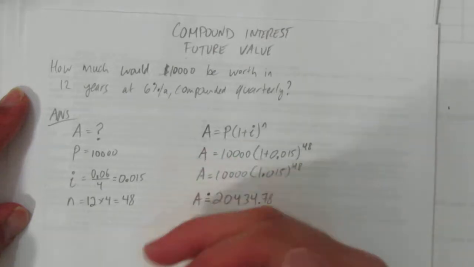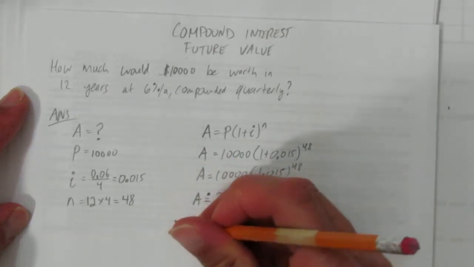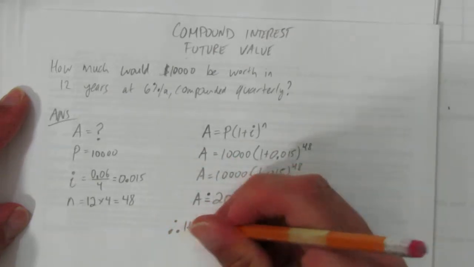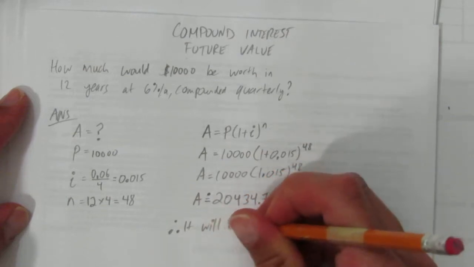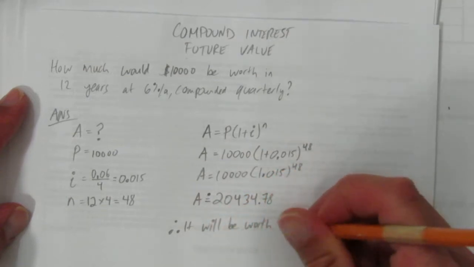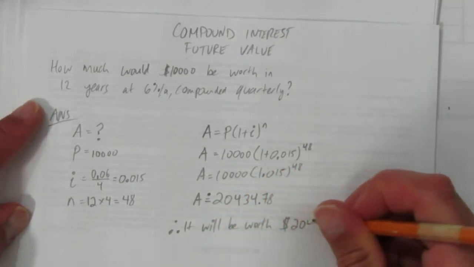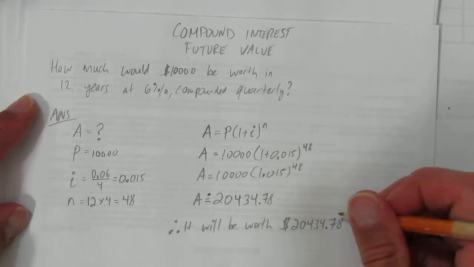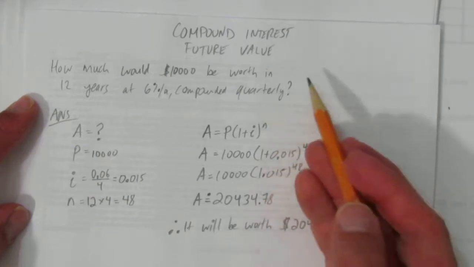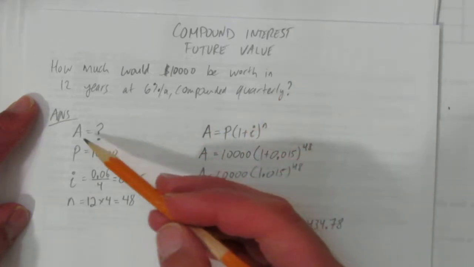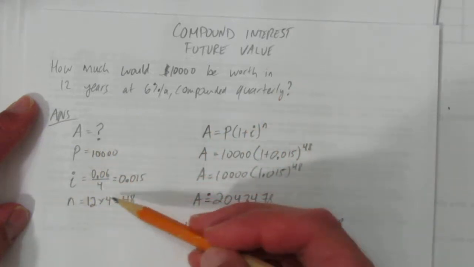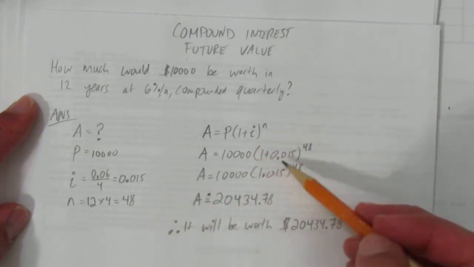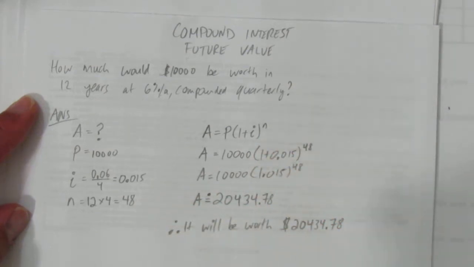But it's a word problem. Word problems always need a word answer. Therefore, it will be worth, and now my units are dollars, $20,434.78. So I solved this compound interest future value word problem by using the A-PIN, identifying what my variables are, subbing them into the equation, and solving them. And I'm done.